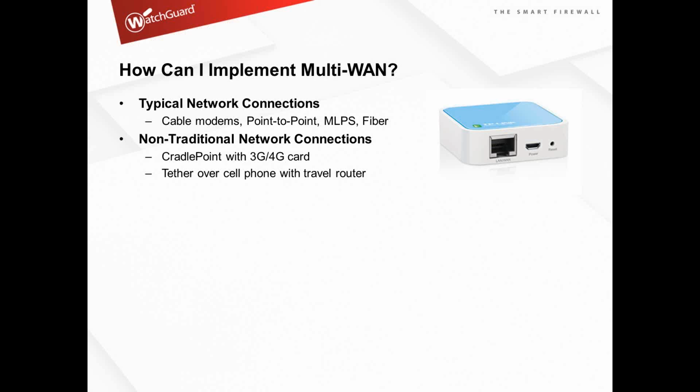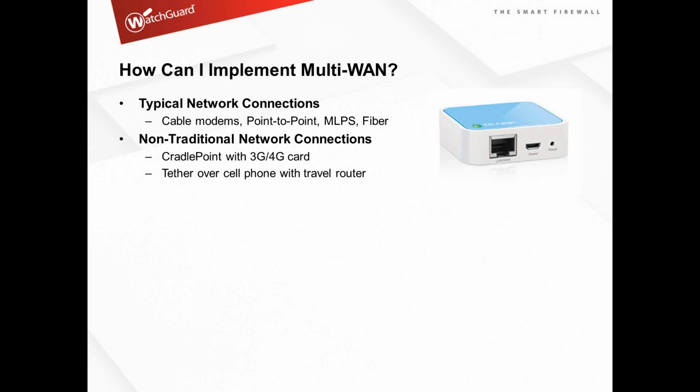So I guess the number one question that you might have is, I just got off of this webinar with Johan. It was great. I can see the use case scenario. But how can I go ahead and implement multi-WAN? You can use some of the typical network connections. Maybe you have a point-to-point today. Maybe you want to go out and get a cable modem or fiber, or maybe it's MPLS. And I just noticed I had a spelling mistake there.